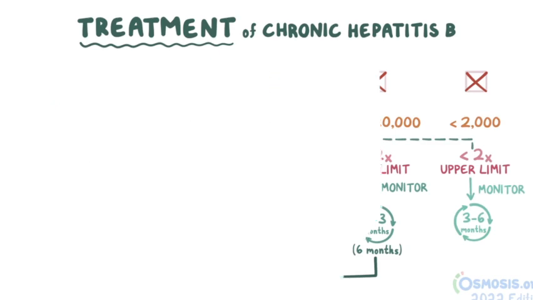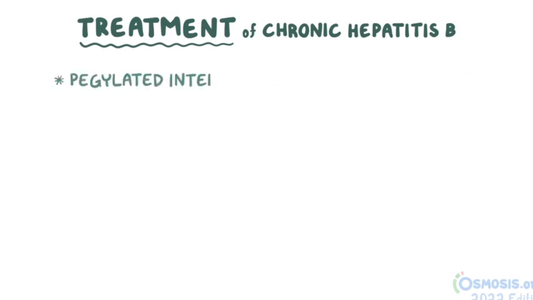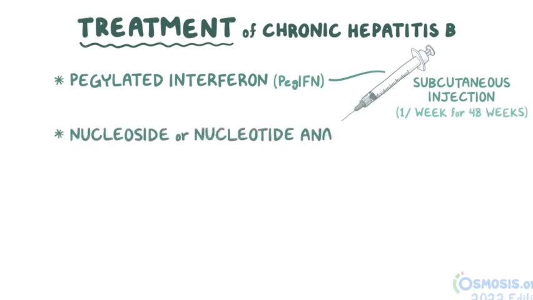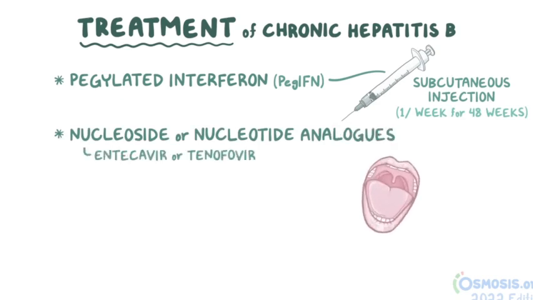Treatment options include pegylated interferon, or PEG-IFN, which is an antiviral agent that's administered by subcutaneous injection once a week for 48 weeks. Other options include nucleoside or nucleotide analogs, like entecavir or tenofovir, which are given orally until hepatitis B e antigen becomes negative, and then for 1 more year after that.